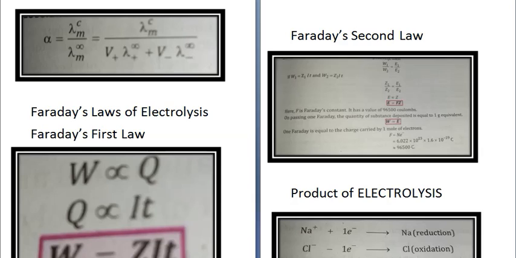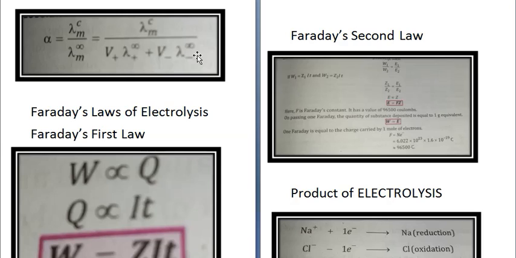Next application is determination of degree of dissociation of a weak electrolyte. Now the degree of dissociation alpha is equal to lambda m c, or lambda m, divided by lambda m infinity, which can be written as lambda m c upon nu plus lambda plus infinity plus nu minus lambda minus infinity. So in this way you can determine, by using this formula, the degree of dissociation of a weak electrolyte.